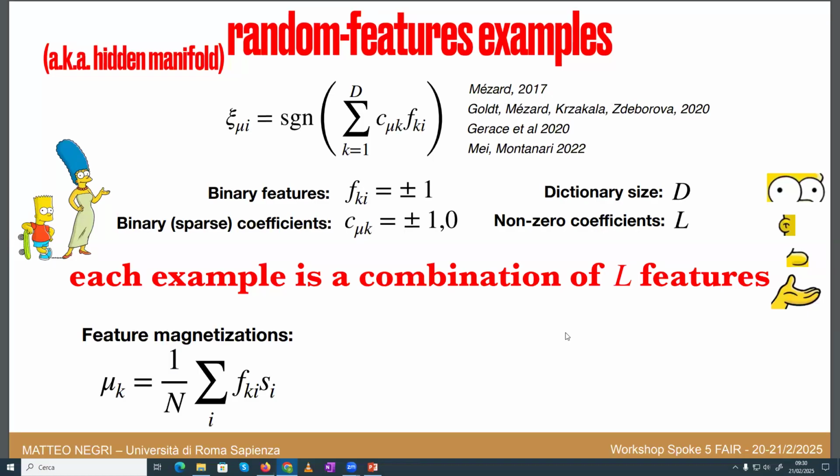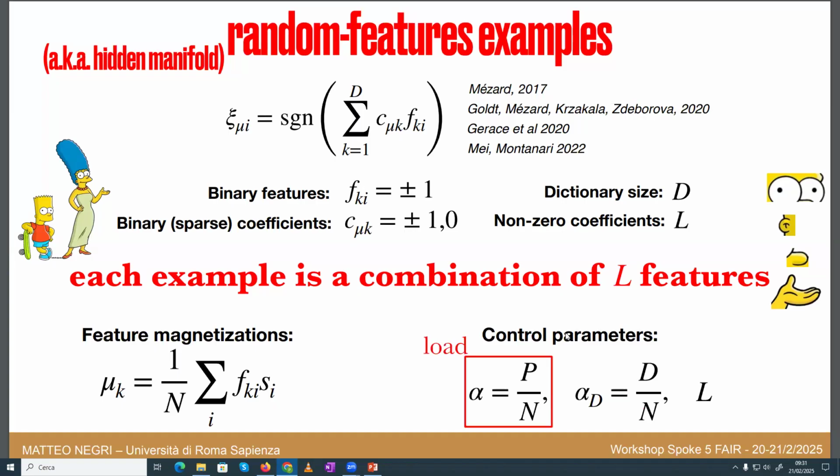And then we have new order parameters, which correspond, instead of the magnetization with respect to examples, to the magnetization with respect to features. And now we have new control parameters, which is again the ratio of the number of memories, but now we also have the ratio of the size of the dictionary, which is how many features we have. And then also we have this sparsity.